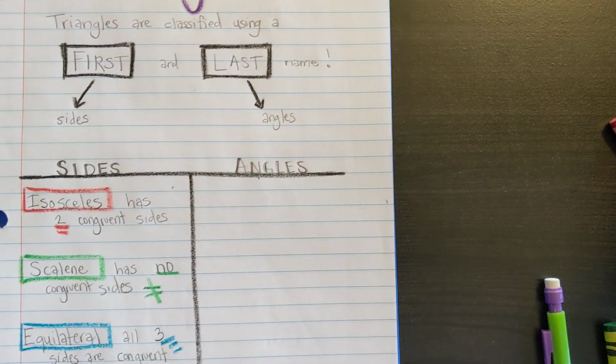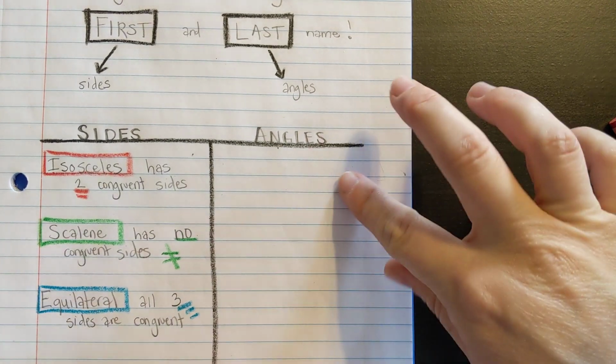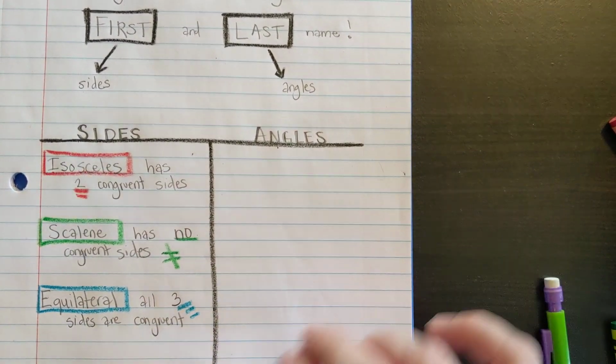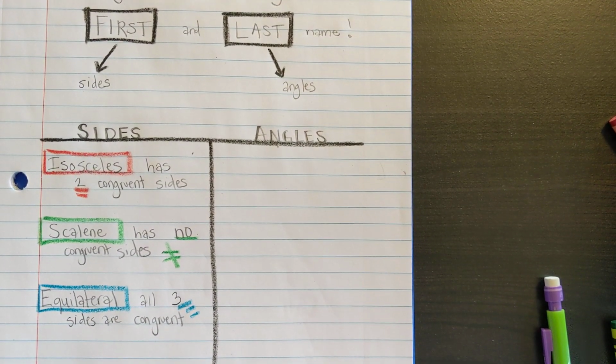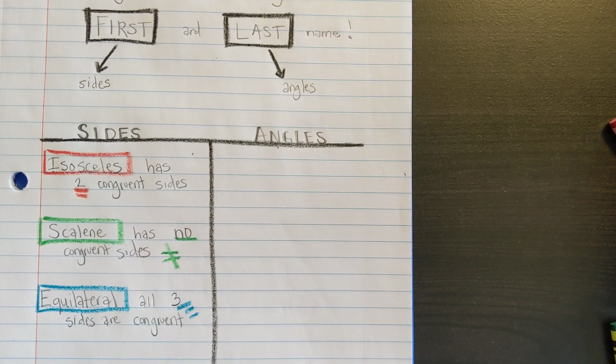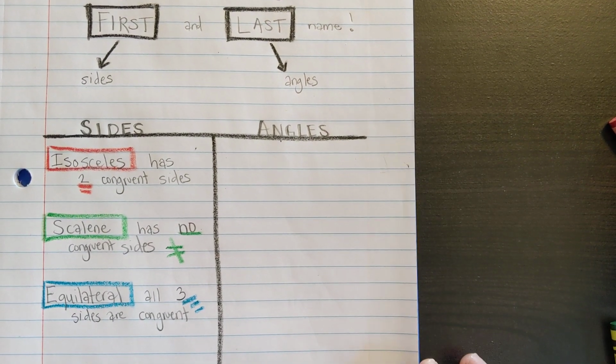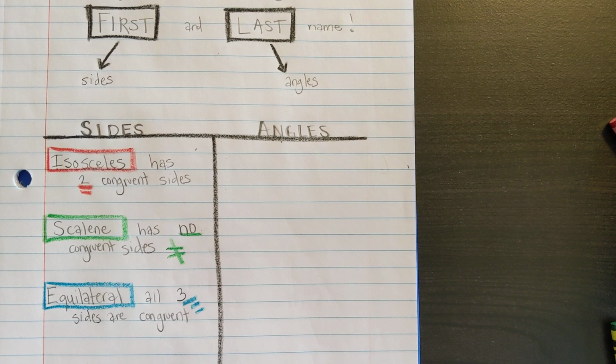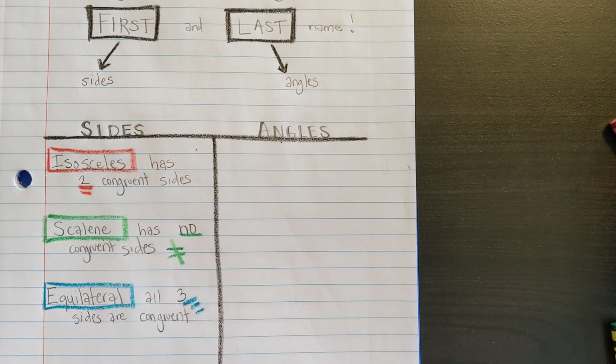Did you know that all the angles in a triangle, if you were to add all three angles up, they will always equal 180 degrees? Always, every time. It's a pretty cool thing about geometry. We're going to write that at the bottom later, so I want you to remember that. All three angles of a triangle add up to be 180 degrees.